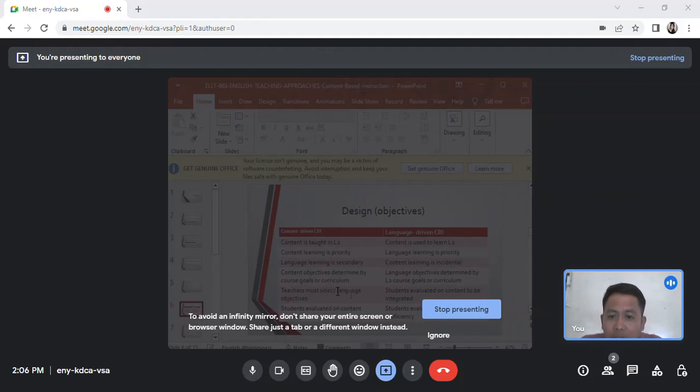In the content-driven, teachers must select language objectives. So the teachers will be the ones to select the language objectives. However, in the language-driven, the students are evaluated on content to be integrated. Students evaluated on content mastery belongs to content-driven. And students evaluated on language skills and proficiency belongs to language-driven CBI. Okay, moving on to the next slide.